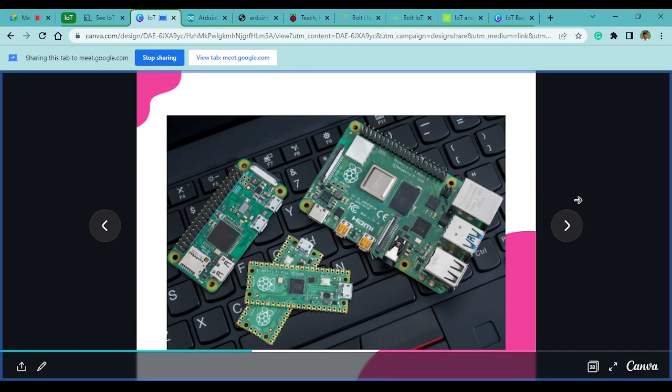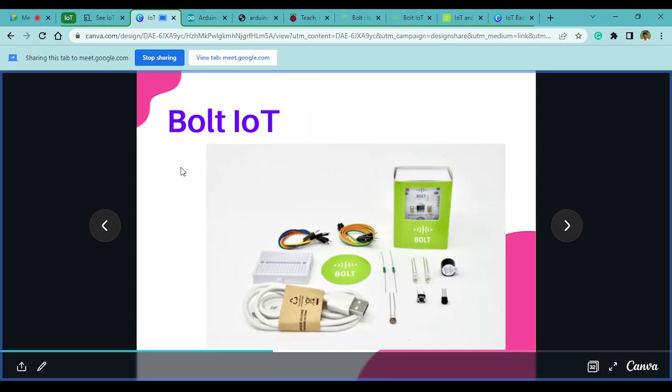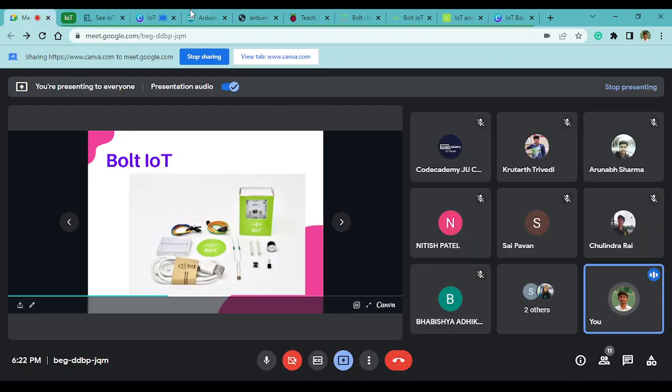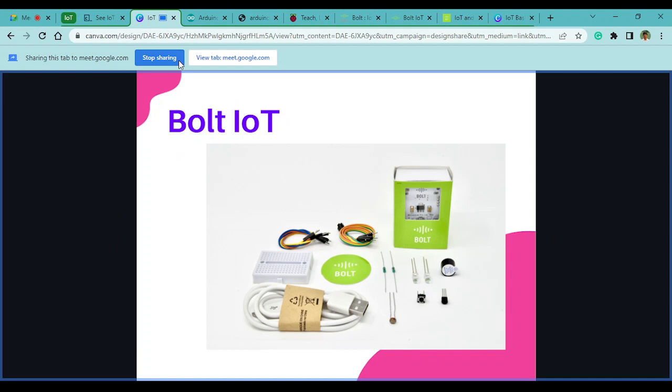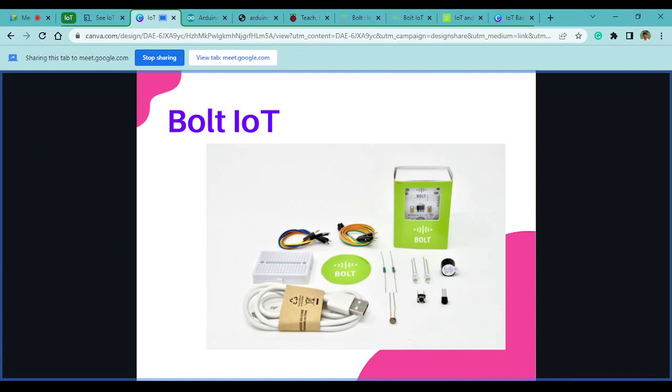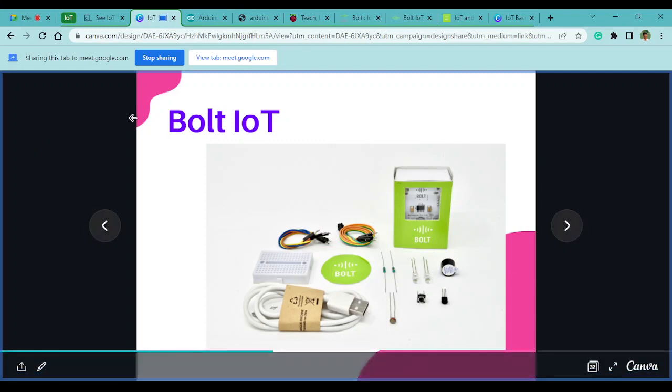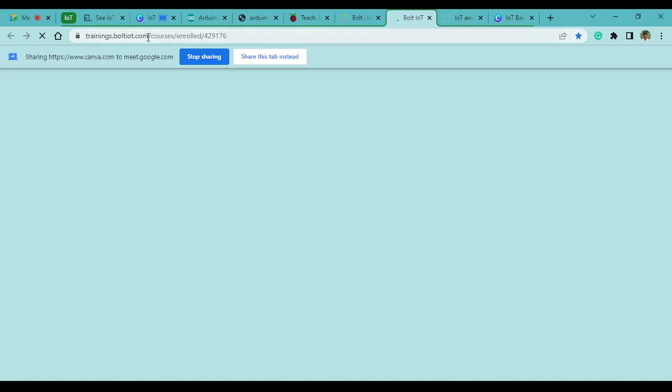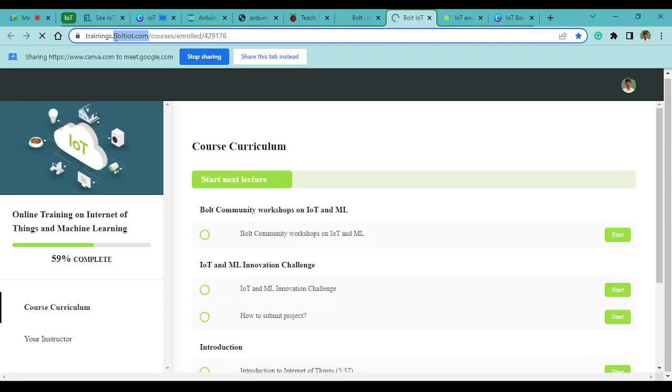And next up we also have another new platform called Bolt IoT. Bolt IoT is an Indian based startup, guys. It was actually founded in Bangalore by one of our Indian guys. What they did was they showcased this project in Silicon Valley itself, and it was actually recognized by our Prime Minister.